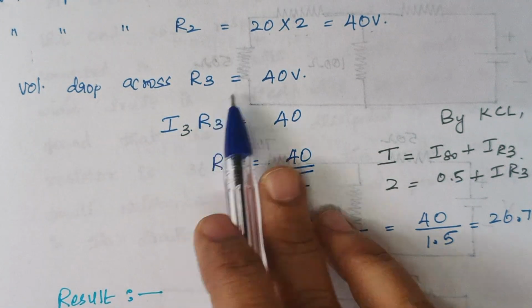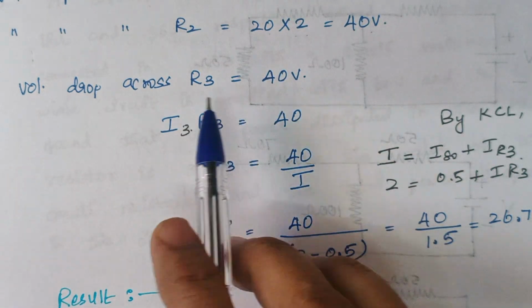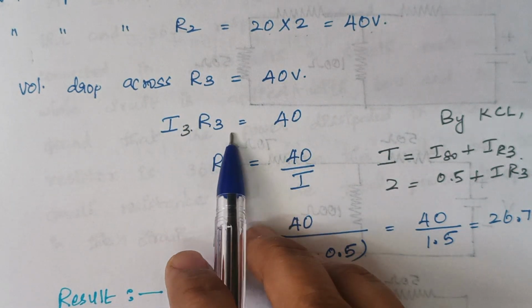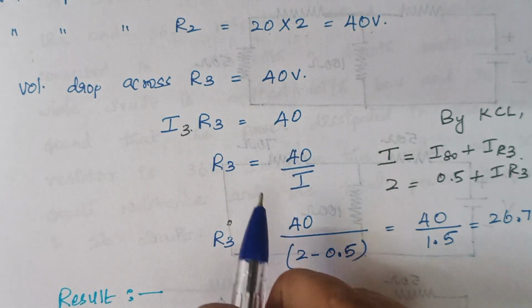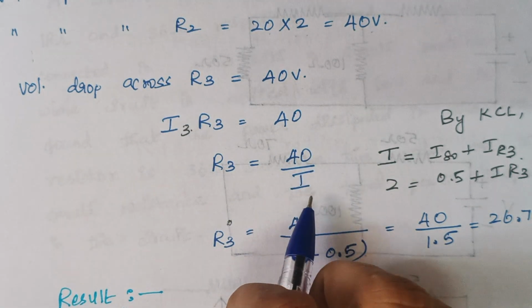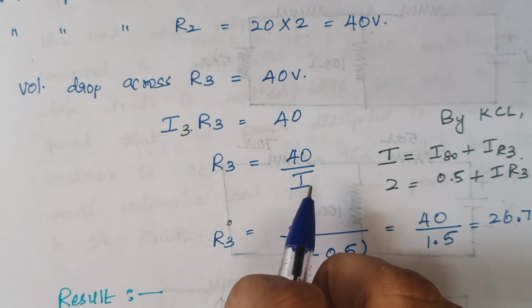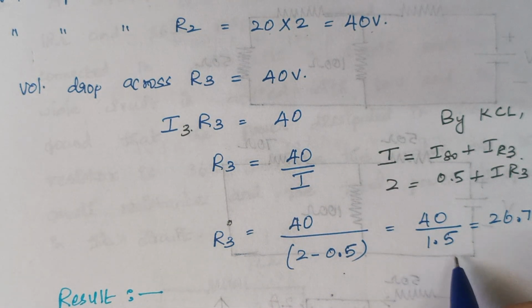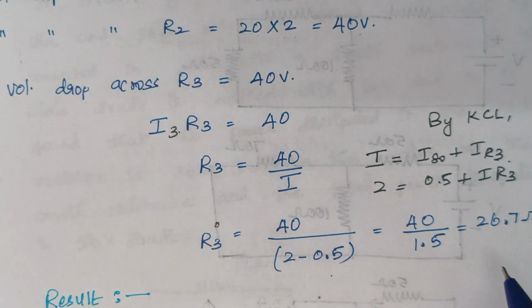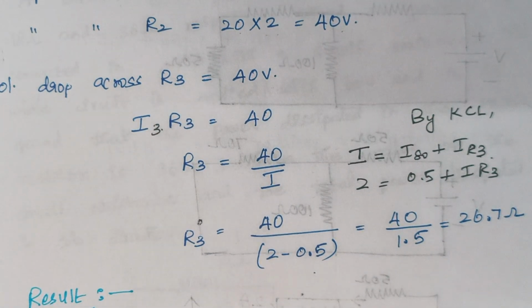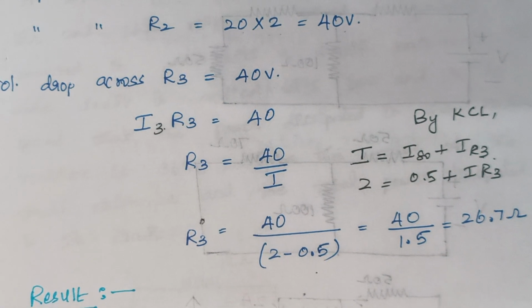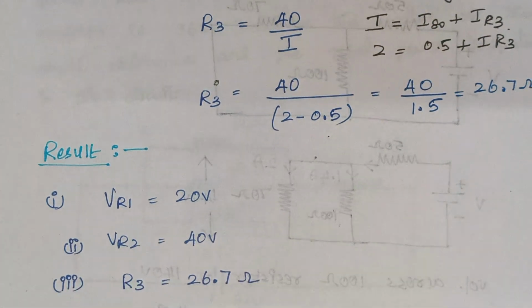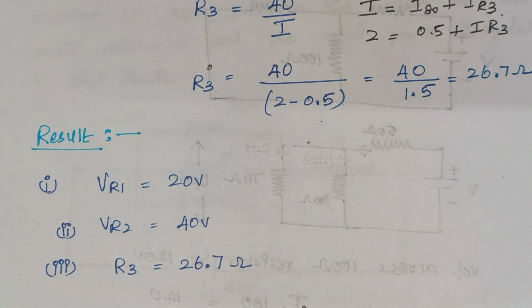Voltage drop across R3 is 40 volts, right? Therefore, the voltage drop I3 R3 is equal to 40. So, R3 is nothing but 40 by I. What is the value of current that flows through the R3 resistor? It is 2 minus 0.5, which is nothing but 1.5. Therefore, the value of R3 is 26.7 ohms here. Right. So, finally, we had calculated the voltage across resistors R1 and R2 and the value of unknown resistance R3.